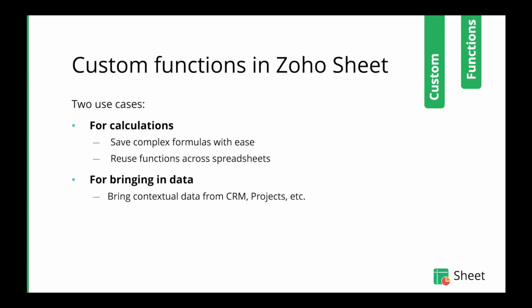These custom functions will help you save a lot of time and increase efficiency. In Zoho Sheet, custom functions can be used in two ways. First, for calculations and other spreadsheet use cases. And secondly, for bringing in contextual data from other applications. So you can bring in contextual data from other Zoho products such as Zoho CRM, Zoho Books, Zoho Projects, etc. or even other third-party applications using their API. So now we'll jump into the demonstration.